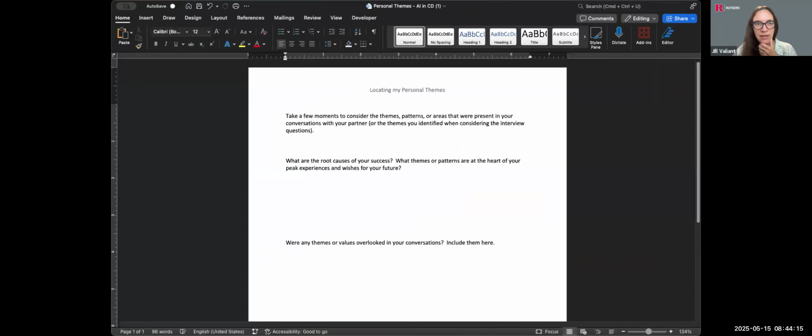And then the next one that we're going to look at is our personal themes. I'm going to drop that file for you as well. All right. So here comes the personal themes document, and this is what we're going to spend some time working through first. I'm going to pull it up and we'll look at it together briefly.